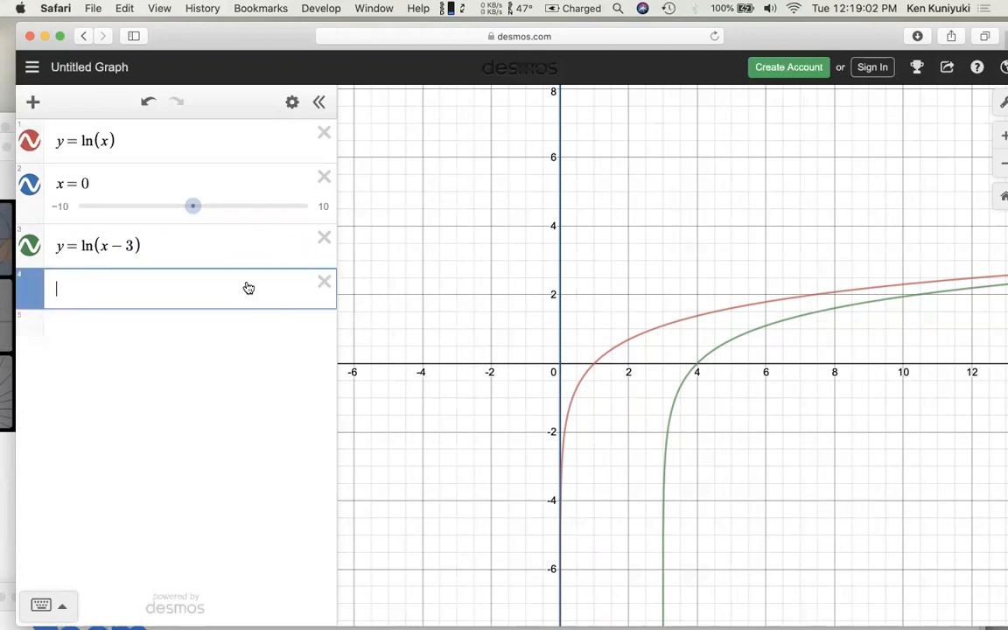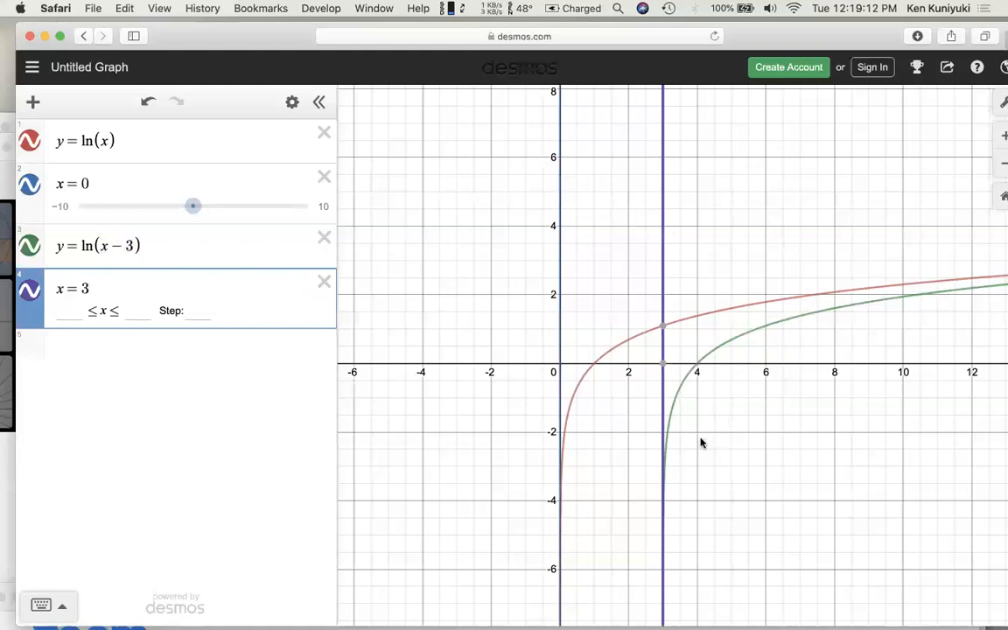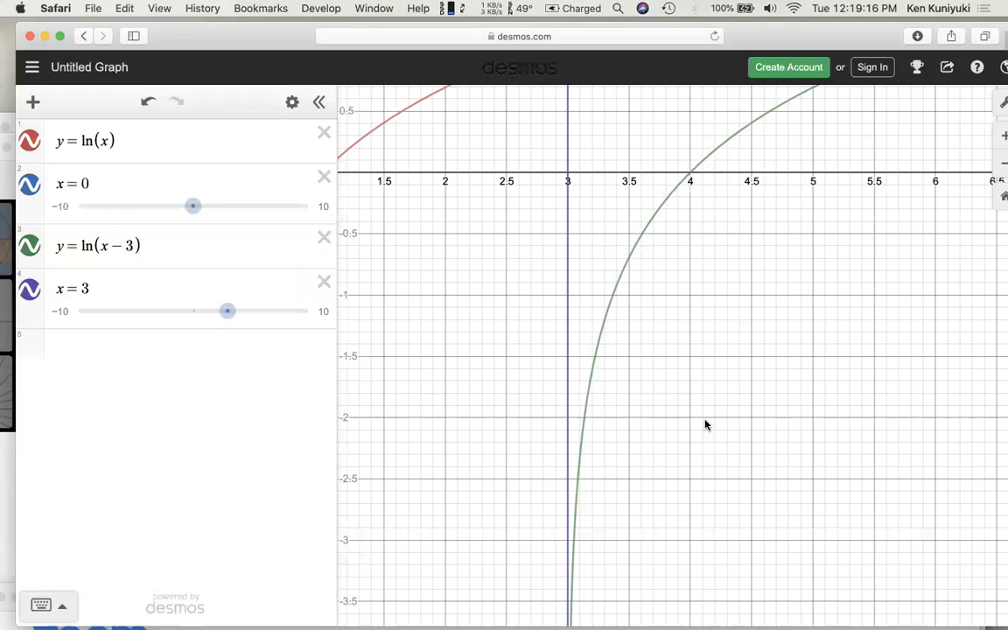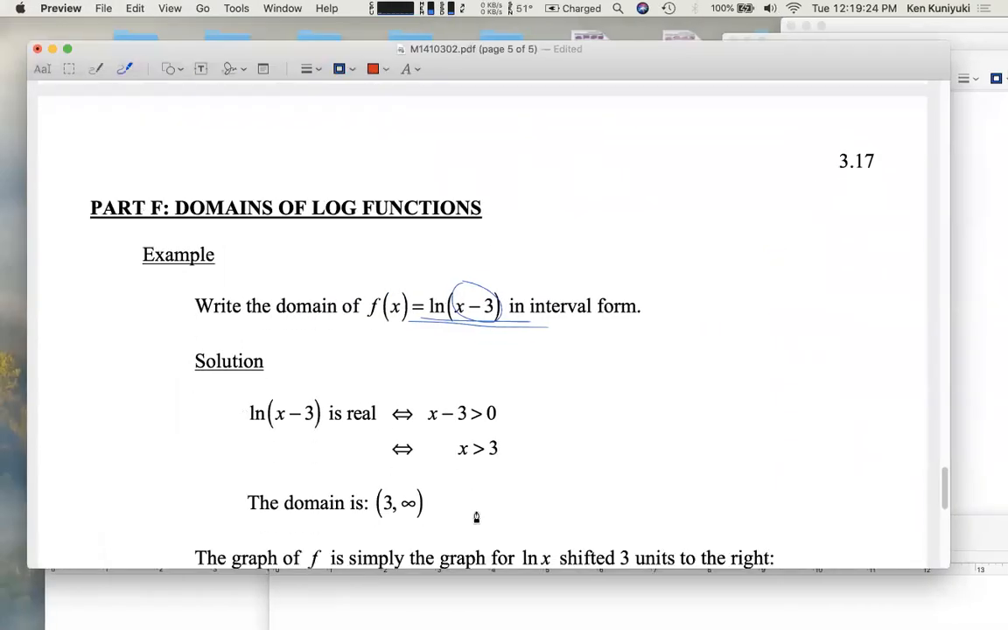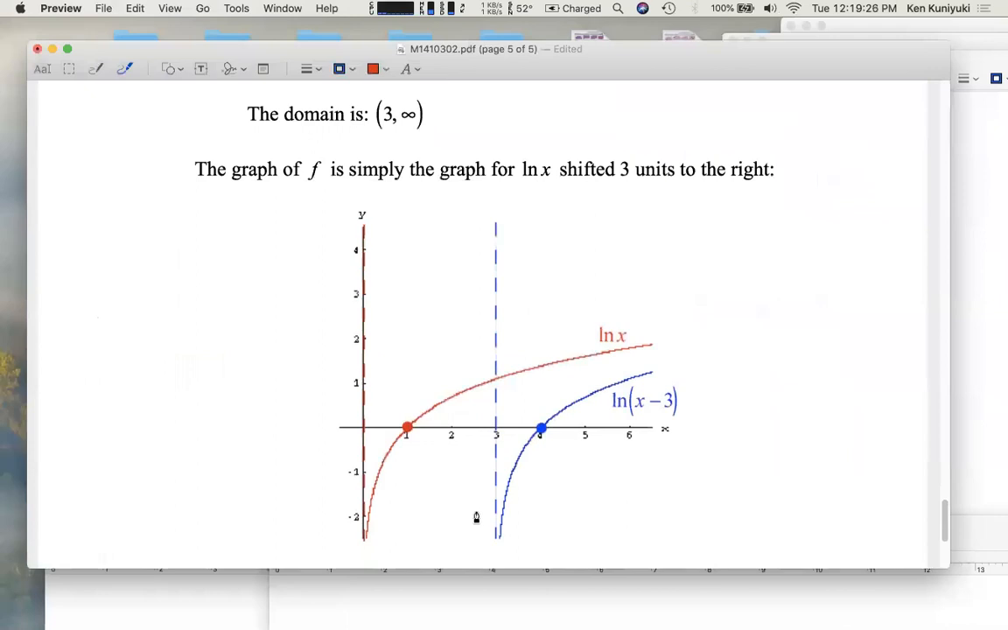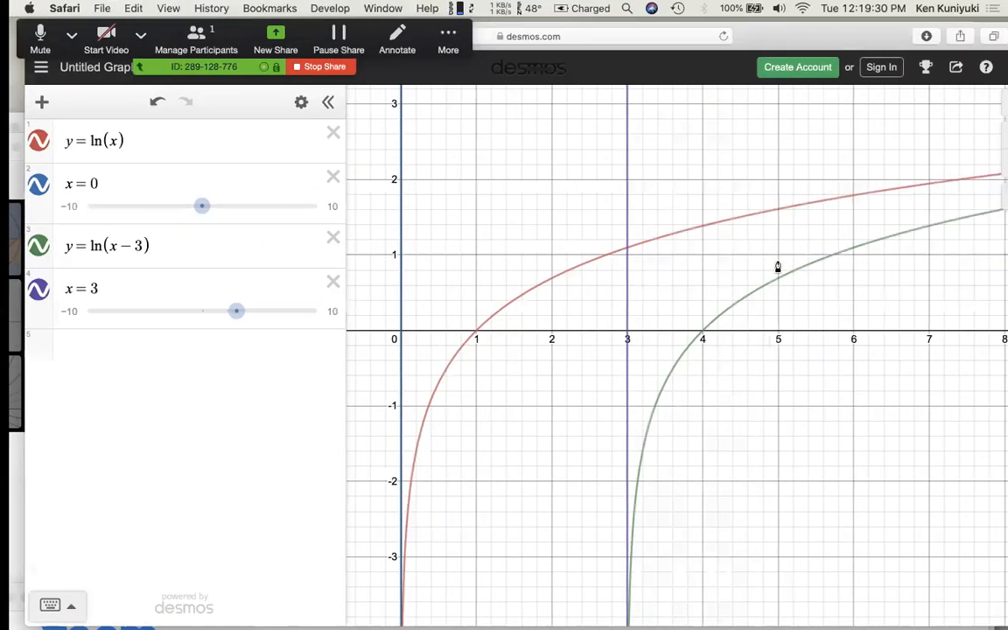So what's the domain for this transformed function? Well, the new VA, by the way, is at x equals 3. The purple line is the new VA for the green graph. What are the x-coordinates we pick up on the green graph? All real numbers strictly greater than 3. The range, again, is all reals. All right, so the domain, we've confirmed it.